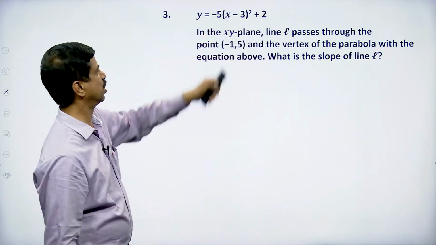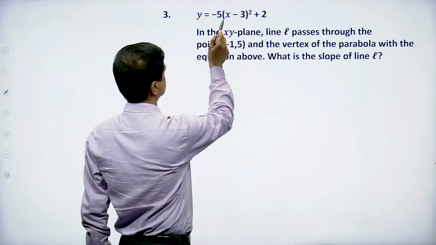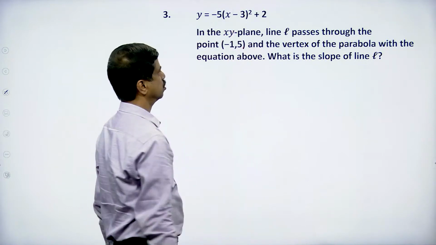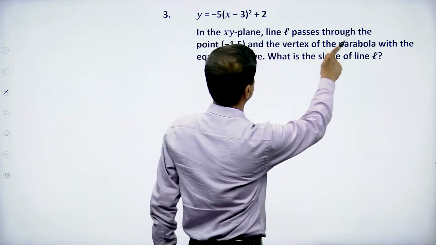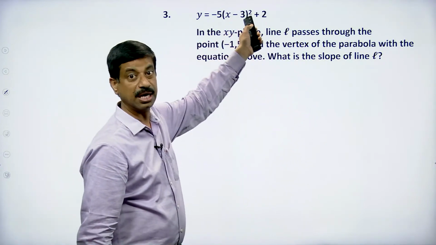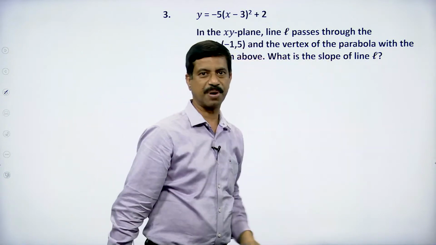So this is a parabola, means when x is minus 1, y will be equal to 5. You just substitute x is minus 1 and see. Minus 1 minus 3 is minus 4 whole square. In the xy plane, line L passes through, not this curve. This is a curve. Line L passes through this point, he said, and the vertex of the parabola.